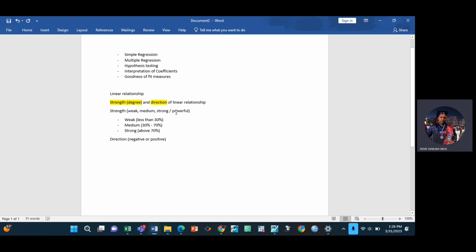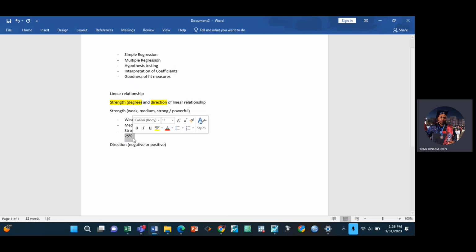Okay, I added here powerful. Why am I adding this powerful? The reason is that I want to let you know that it can be strong, but not powerful. Powerful means very strong. And we use this powerful when talking about multicollinearity. We will see it later. So, for instance, if it is 75%, we will consider it to be strong because it's above 70%, but it is not powerful.